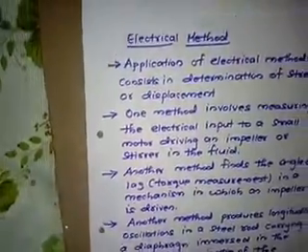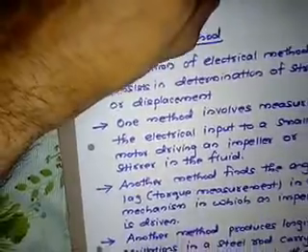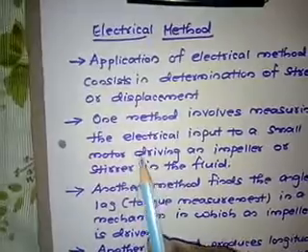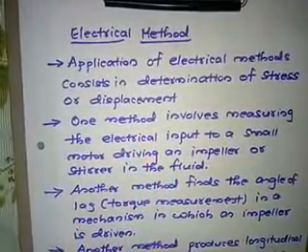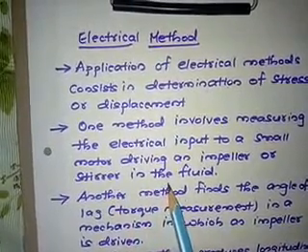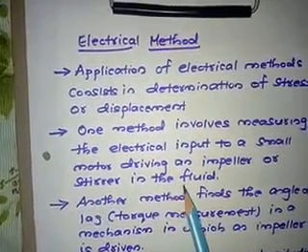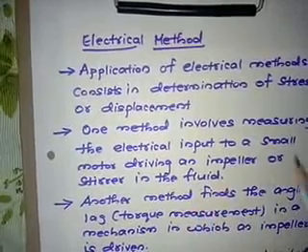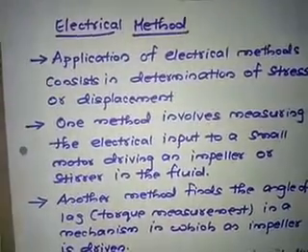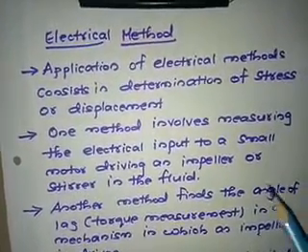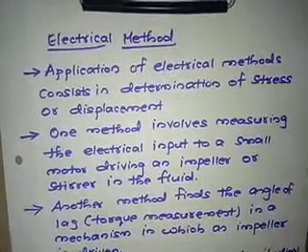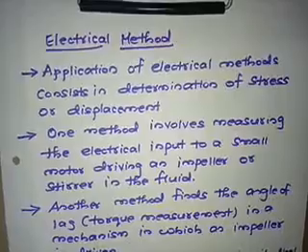Next is the electrical method of measurement of viscosity. Electrical methods consist in determination of the stress or the displacement. In one method, it involves measuring the electrical input to a small motor which drives the impeller or stirrer in a tank, the one which stirs the liquid. The current input to the motor is determined, and indirectly it measures the viscosity of the liquid in the tank.